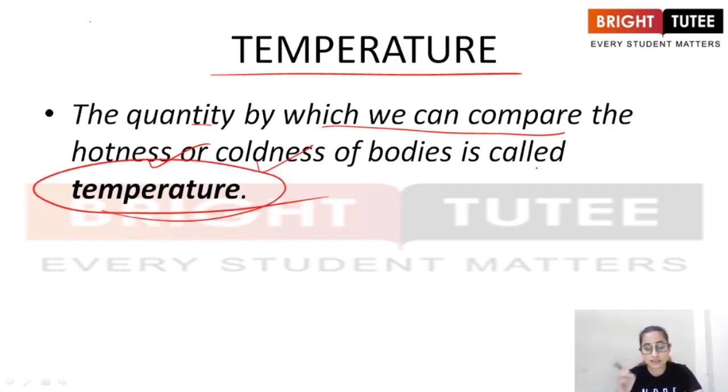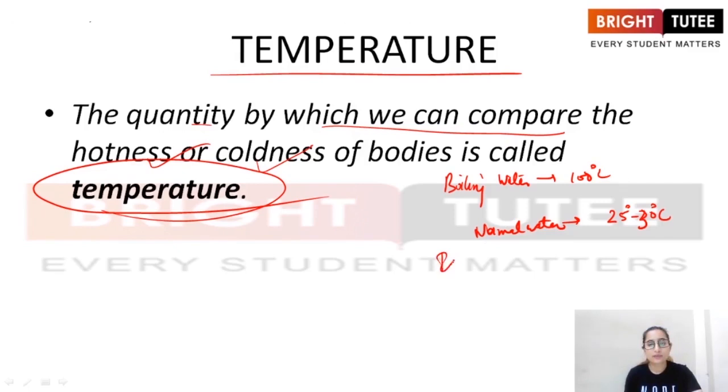Temperature is basically the quantity that helps us measure the hotness or coldness of bodies. For example, the temperature of boiling water is 100 degrees Celsius, while the temperature of normal water is 25 to 30 degrees Celsius depending upon the room temperature, right? Normal water has the temperature of room temperature, and ice water has the temperature of 0 to 2 degrees Celsius.